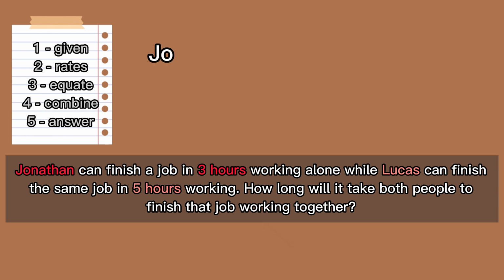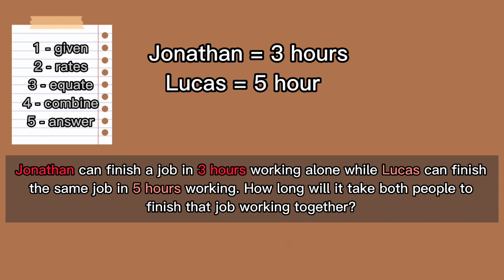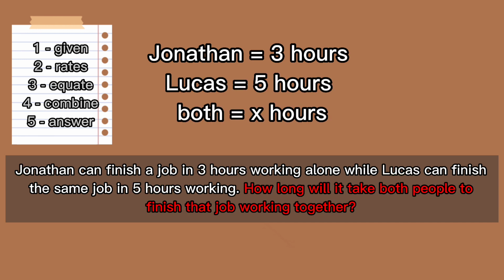Jonathan, 3 hours; Lucas, 5 hours. Then, what is being asked? How long will it take both people to finish the job working together? So that's for both. That is why we have written here both is equal to x hours. I'm using the variable x, meaning it's the unknown time for both people working together.